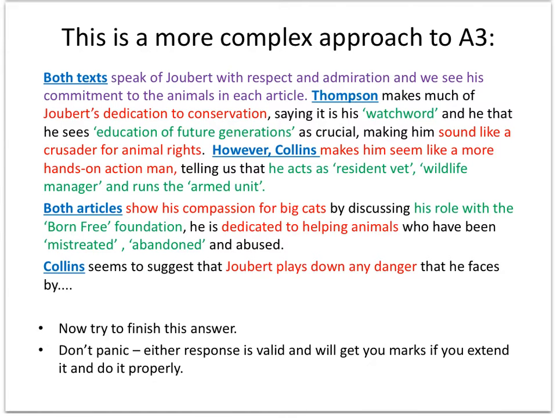So the previous slide showed you a simplistic approach that perhaps would move you into a C grade, and then to access those much higher grades, here's an example of how to do that. Both texts speak of Joubert with respect and admiration, and we see his commitment to the animals in each article. Thompson makes much of Joubert's dedication to conservation, saying it is his watchword, and that he sees education of future generations as crucial, making him sound like a crusader for animals' rights.